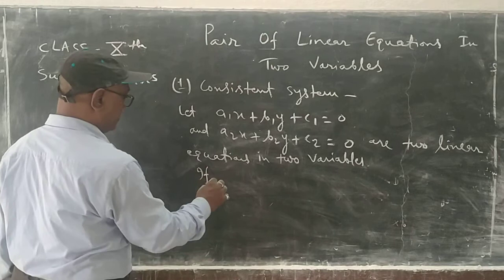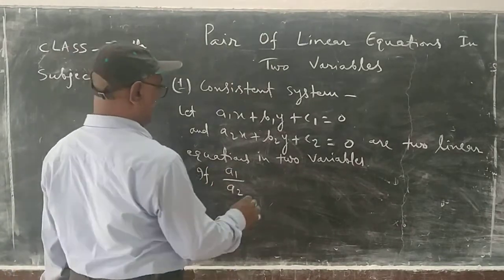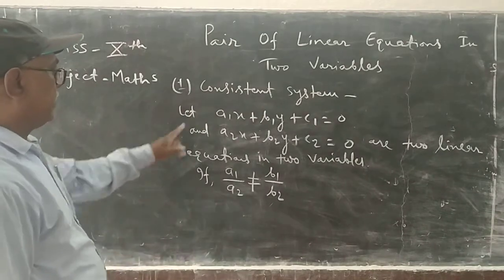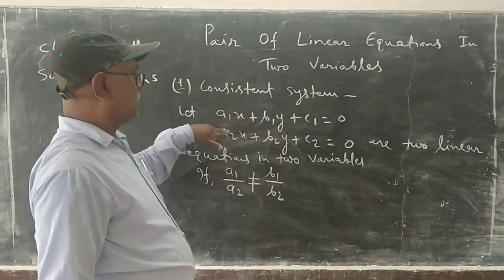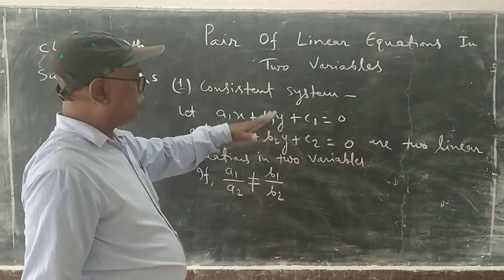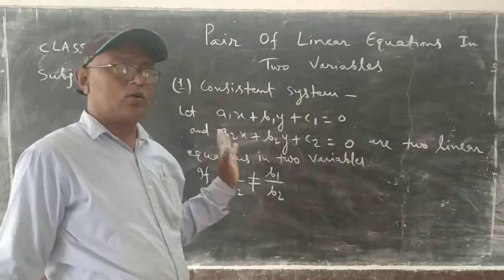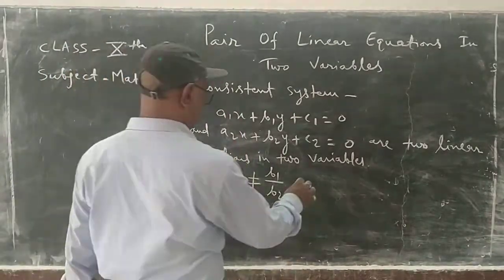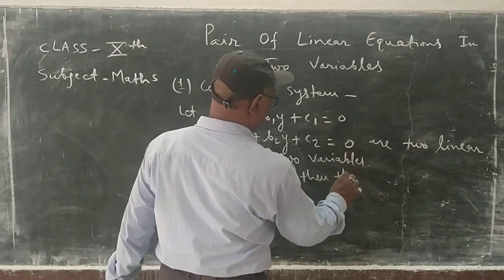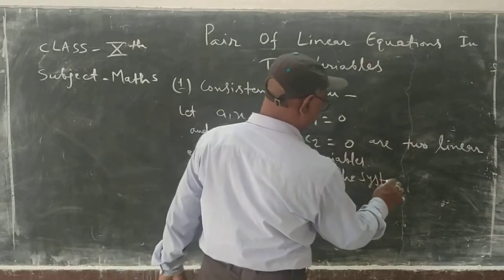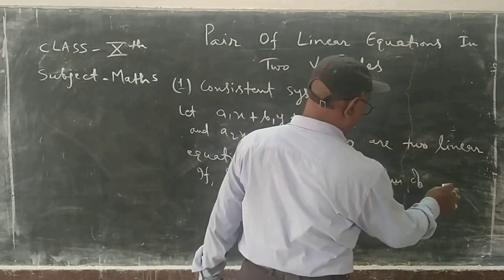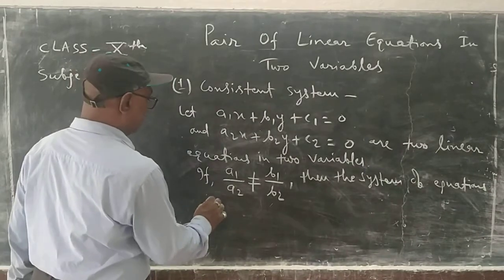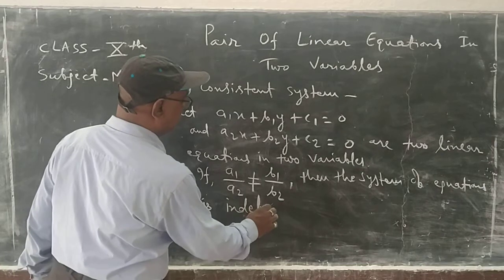Now, if A1 by A2 is not equal to B1 by B2, that is, if the ratio of the x coefficients and the corresponding ratio of the y coefficients of the two equations are not equal, then the system of equations is independent consistent. Then the system of equations, that is the pair of linear equations, is independent consistent.